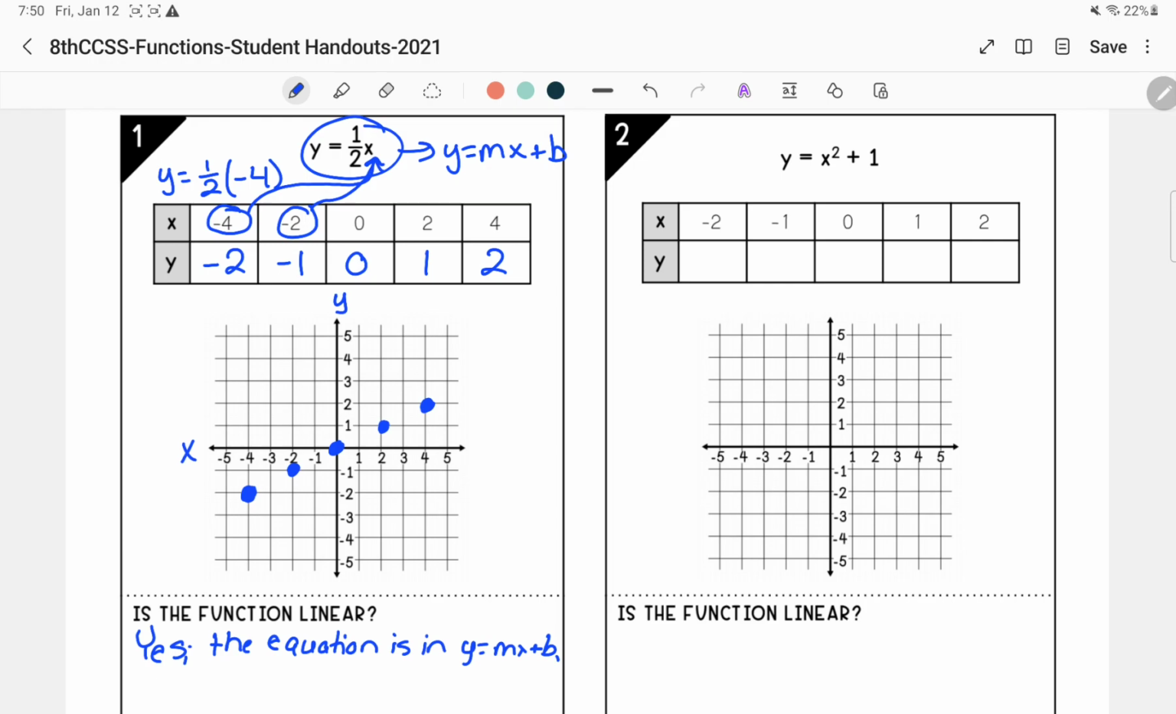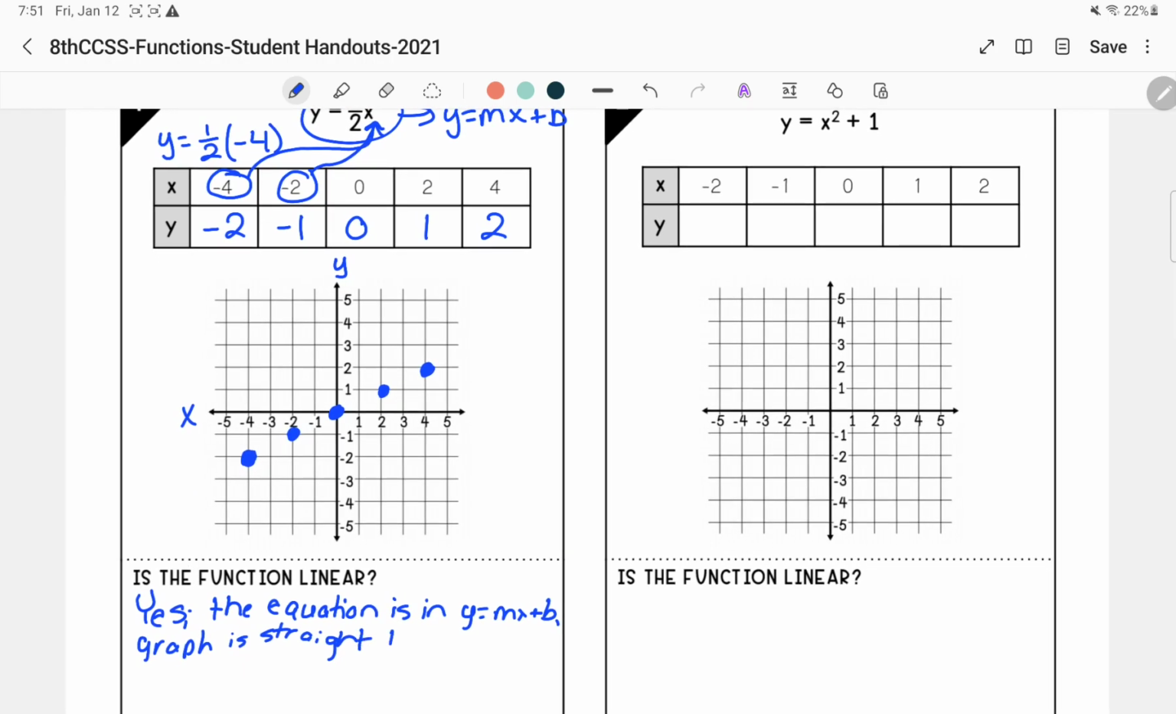We could say the graph is a straight line. Let's scroll this up. Graph is a straight line, or the table shows a constant rate of change. Sorry the handwriting's so bad at the bottom. My tablet does not like when I write at the bottom of the screen.